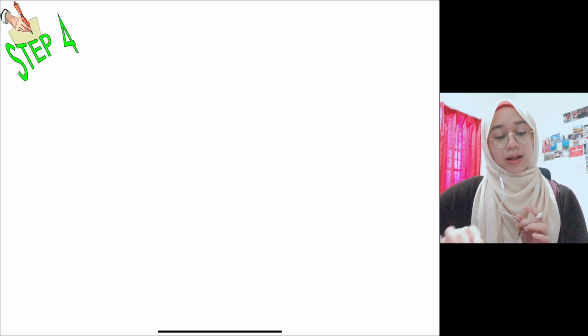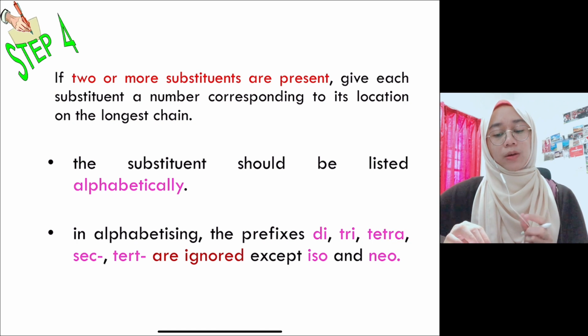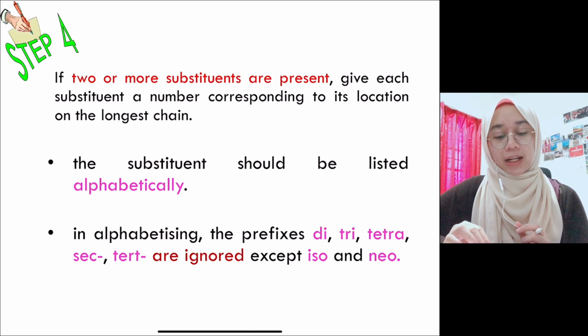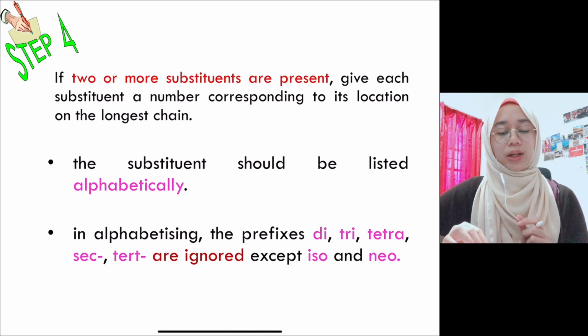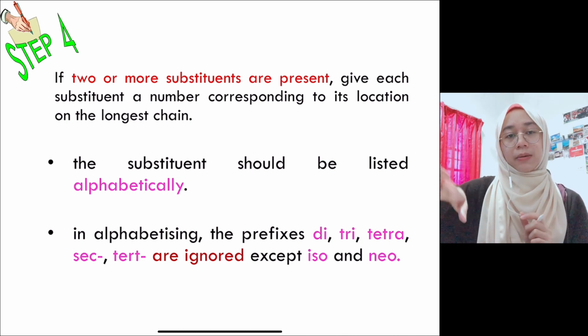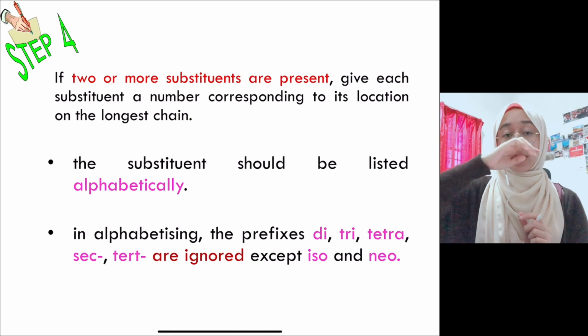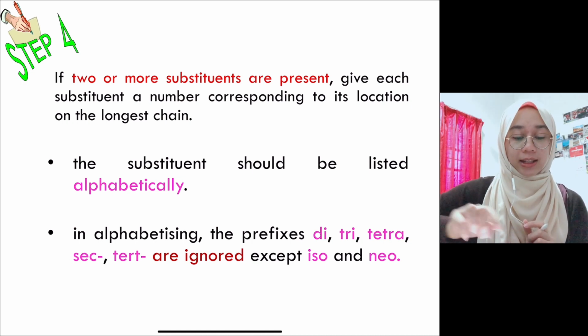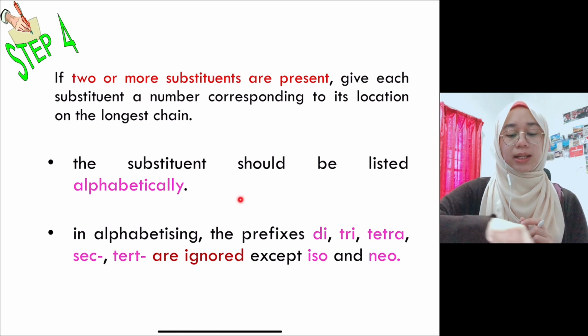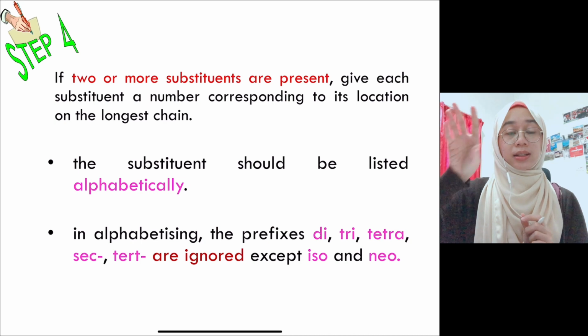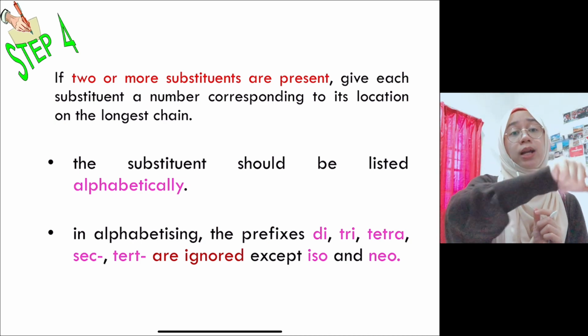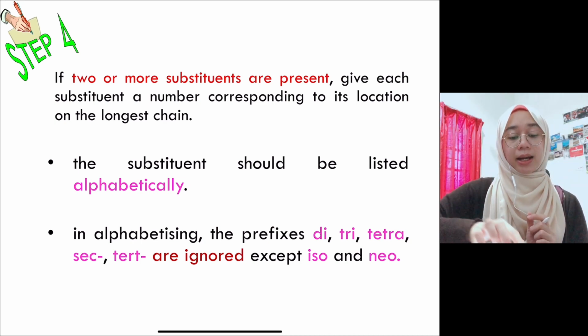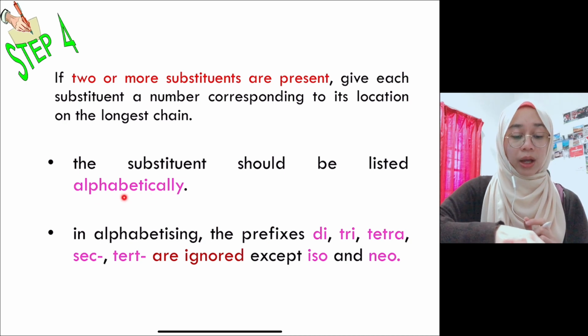Okay. Then step 4 here, if 2 or more substituents are present, give each substituent a number corresponding to its location on the longest chain. Okay, so just follow it, like the numbering you gave earlier. But when it comes to writing the name, the substituents should be listed alphabetically. Okay, so it is not by position, because this is number 2 and this is number 3, so write number 2 first. No, it depends on the name. Okay, we will arrange alphabetically.